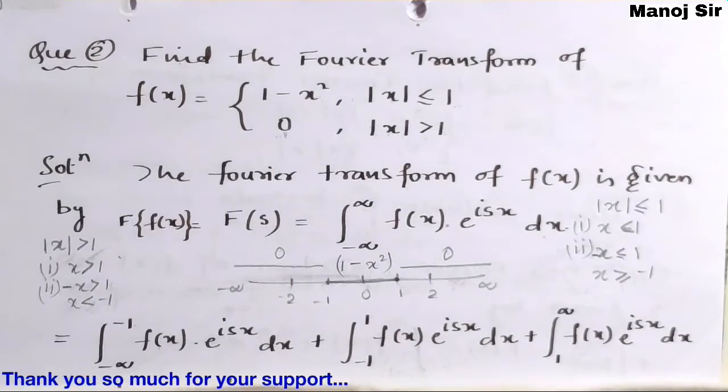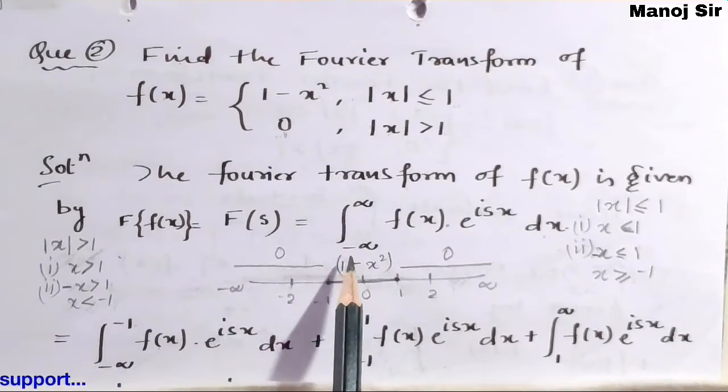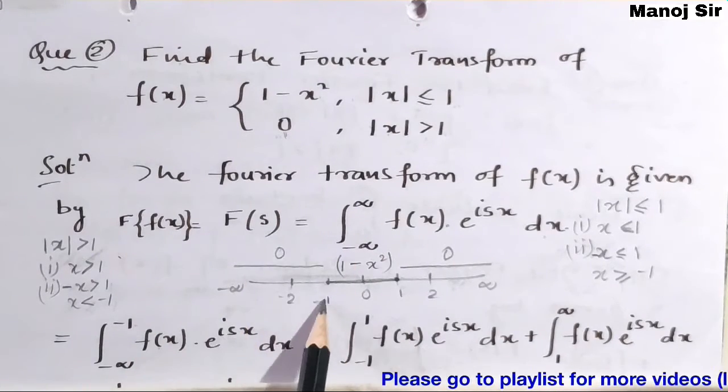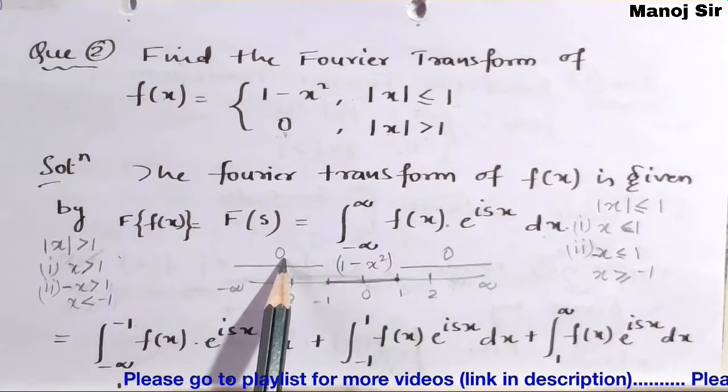So the limit from minus infinity to plus infinity can be divided into three different limits, that is minus infinity to minus 1. The function f(x) will become 0 here.